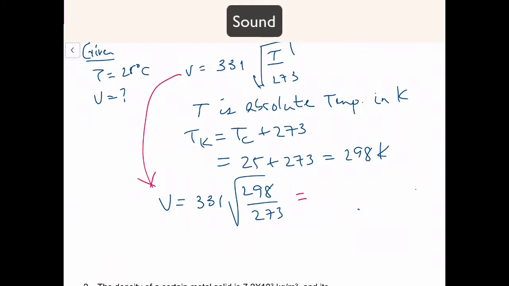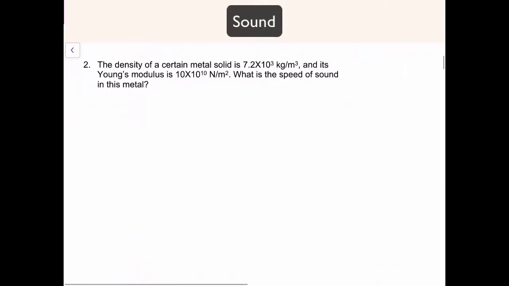If you do the work properly, then what you get is approximately equal to 345.8 meters per second. Just a simple application of the equation that we saw.